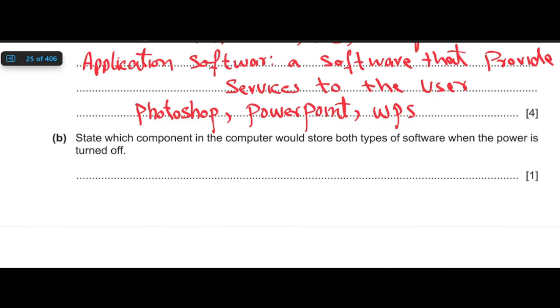Part B: state which component in the computer would store both types of software when the power is turned off. The answer is pretty easy. It's the HDD or SSD. That's it. I think we're done.